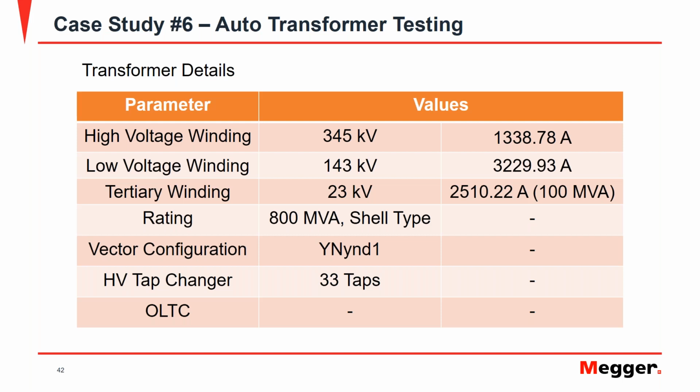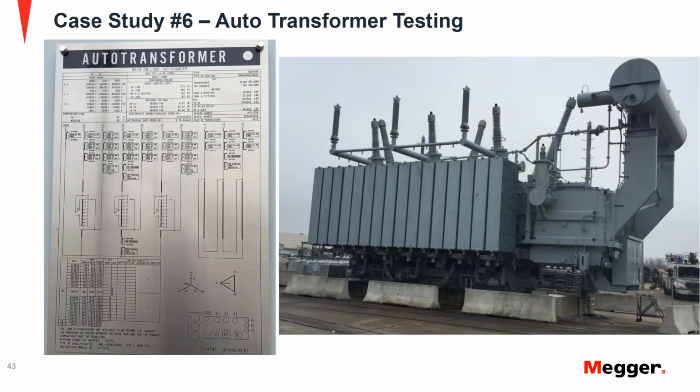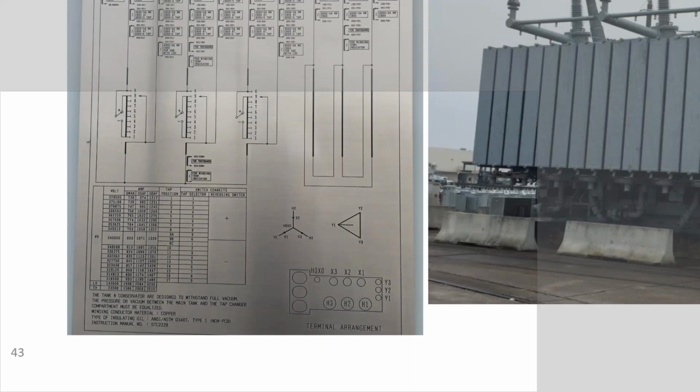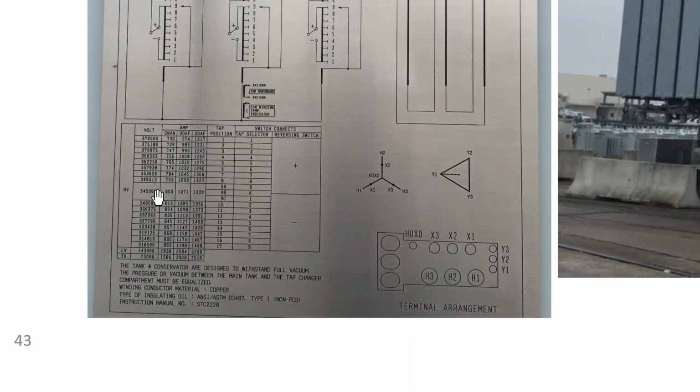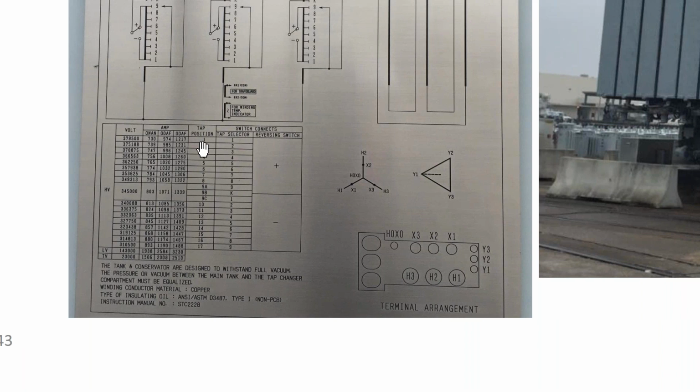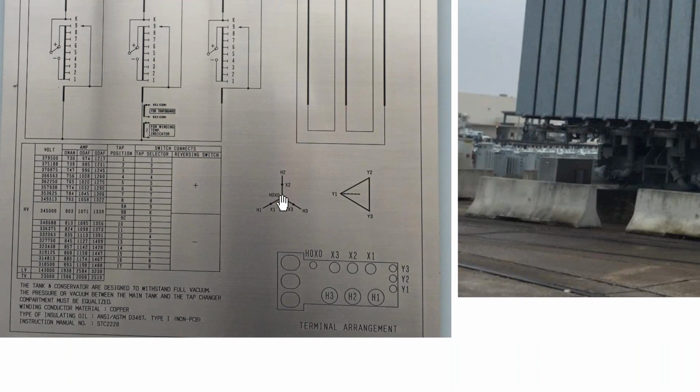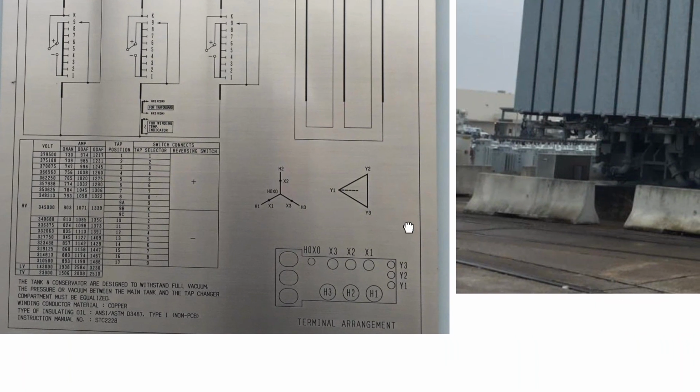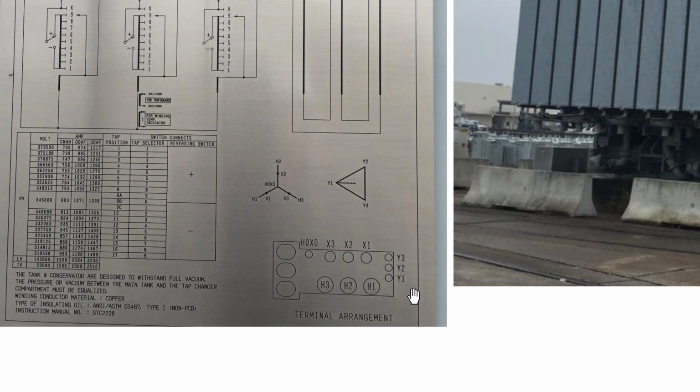It was of shell type construction. And as far as vector configurations go, it was Y grounded on the high voltage side, Y grounded on the low voltage side as well, with a delta tertiary winding. This transformer also had a high voltage tap changer that had 33 taps. So this is the transformer picture and the nameplate. So if I can zoom in, you can see that it had a high voltage tap changer with 345 kV nominal, and it had a tap selector and reversing switch. And you can see the YN1 configuration for the vectors, and you can see the terminal arrangement for the bushings.